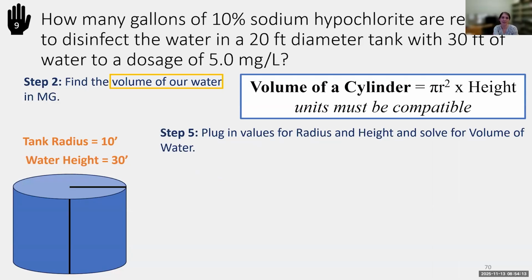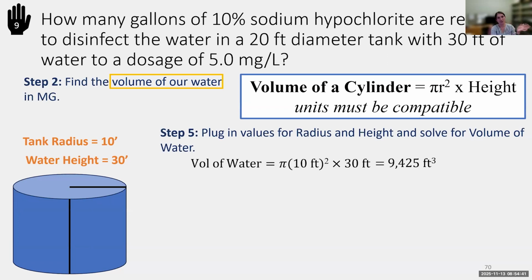We're going to plug in values for radius and height, and solve for the volume of water. The volume of our water is going to be pi times the radius squared, which is 10 feet squared, times height, which is 30 feet. And we're going to get an answer of 9,425 cubic feet. Well, we don't want our answer in cubic feet, right? We want our answer in millions of gallons.